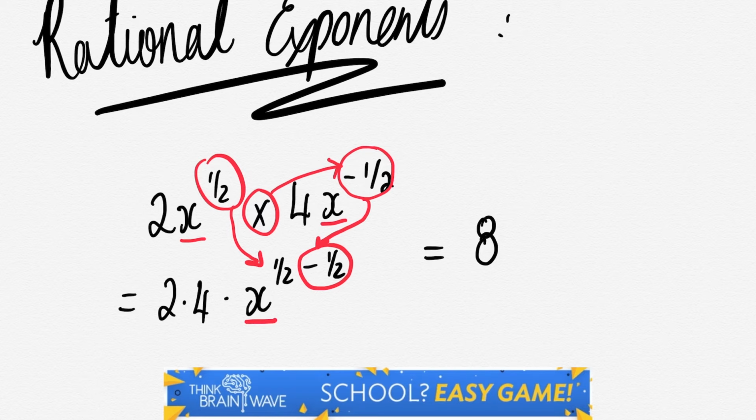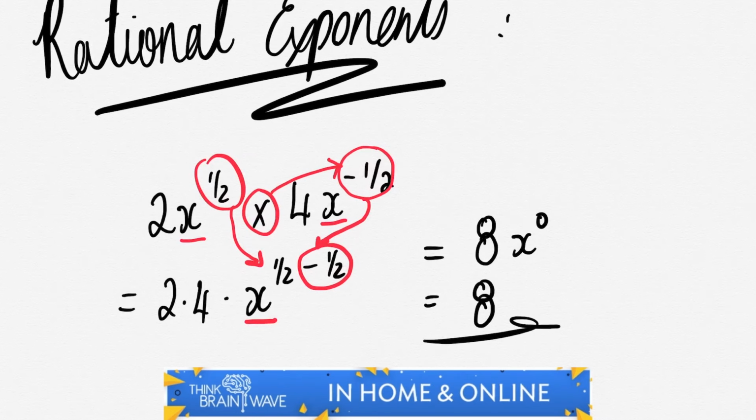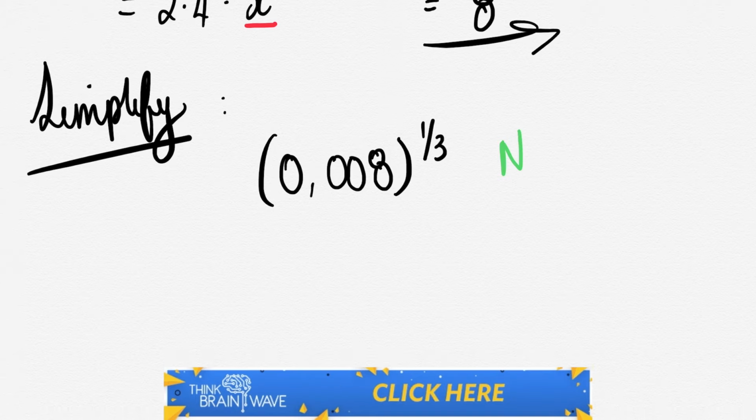Right, so let's move on. 2 times 4 is 8, and x to the half minus half means x to the naught. Therefore, your answer is 8. Easy game. Let's do the next one.